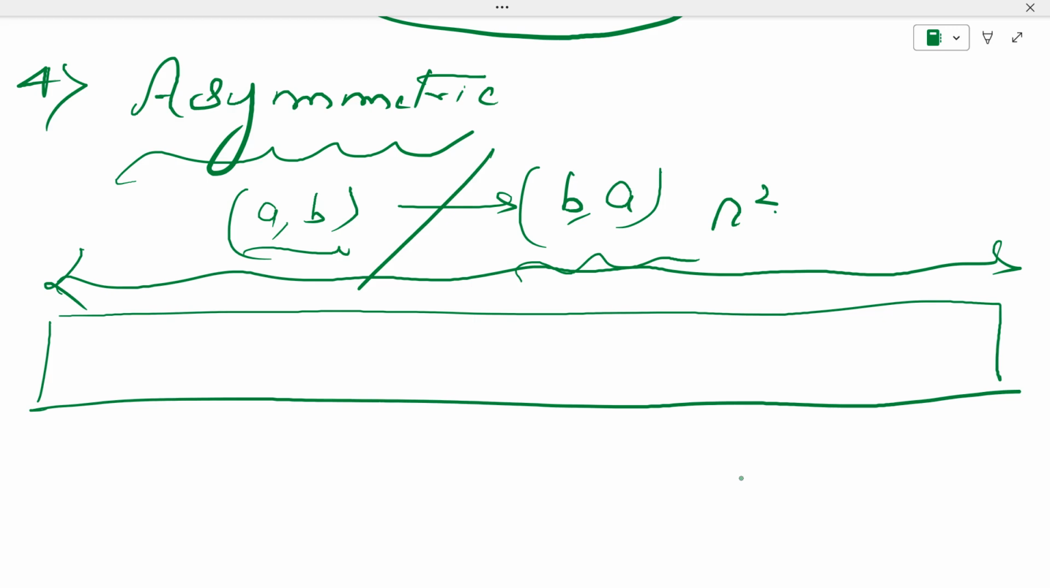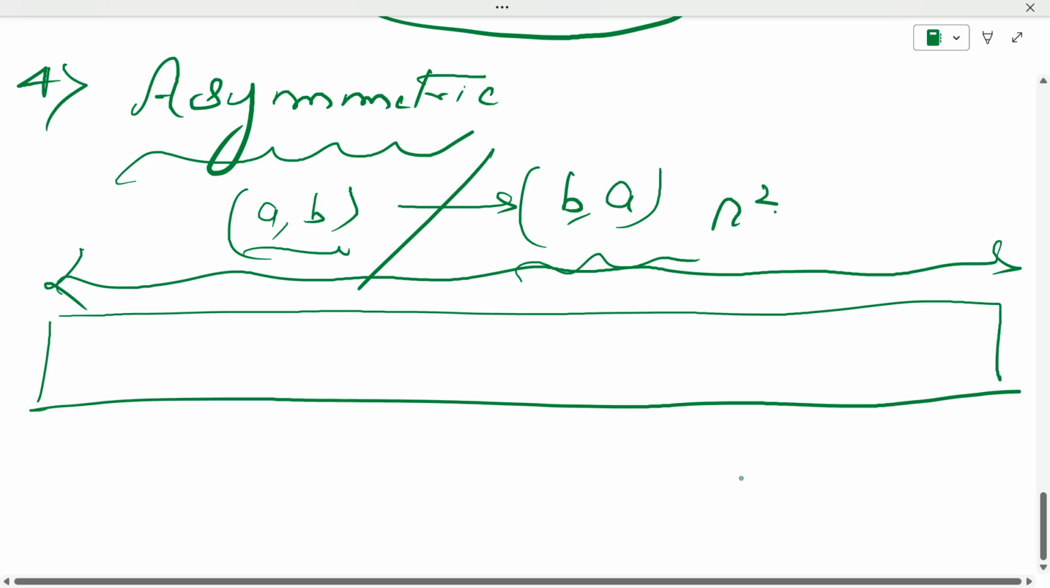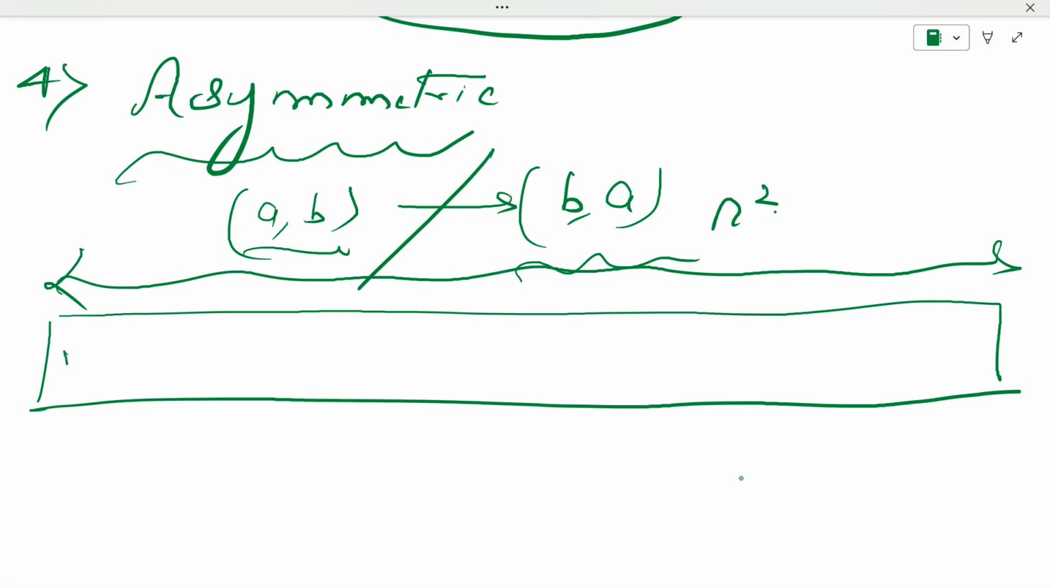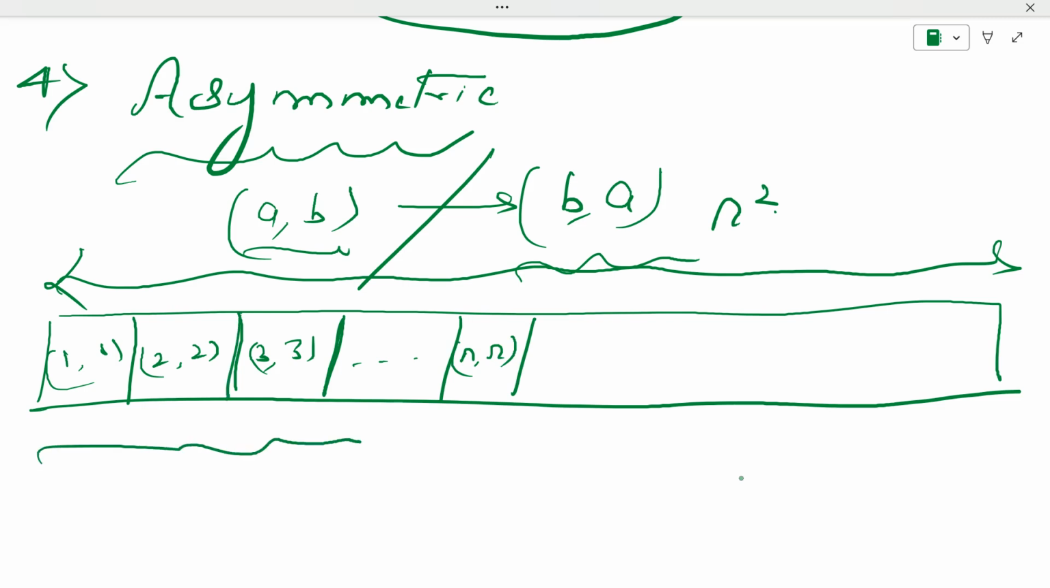Switch it on. Okay, so let's say if all together we have n square elements, out of that we will be having some ordered pairs like this: (1,1), (2,2), (3,3) and so on up to (n,n). Okay, so we have some ordered pairs of elements like this, right? So for these n pairs, for an asymmetric relation, it has not to be present. So there is only one way: it shouldn't be in the relation.